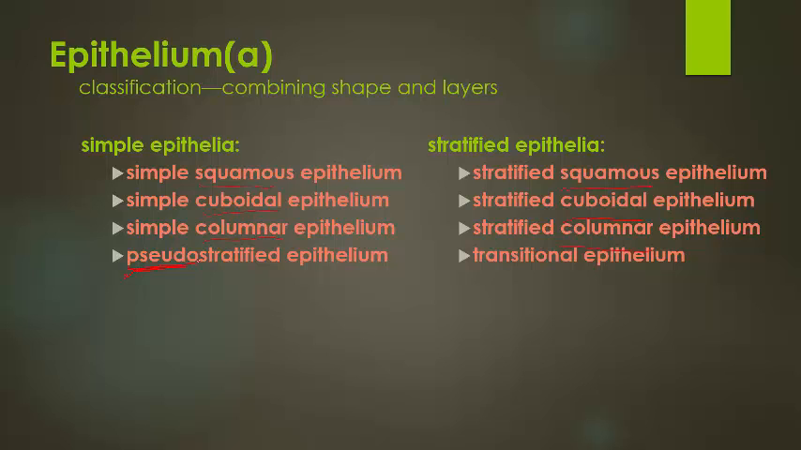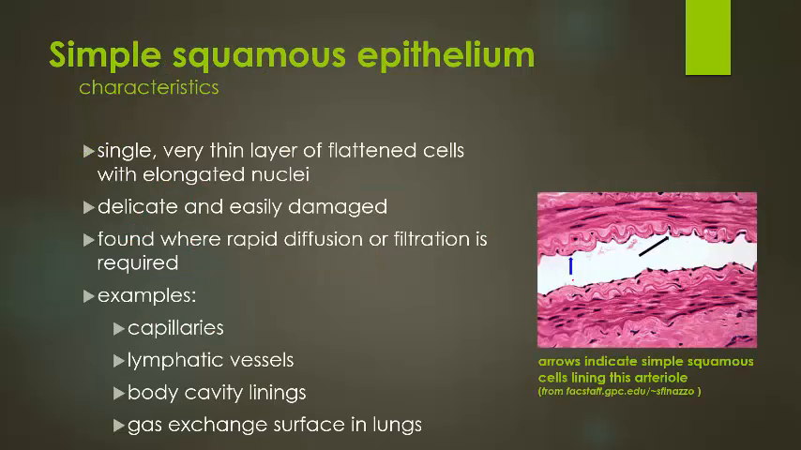epithelium. Pseudo means false. So it's false stratification. It's a simple epithelium that appears to be stratified. And then in the stratified epithelium, there's an additional kind called transitional epithelium. And so we'll discuss the transition of this stratified epithelium from appearing to be cuboidal to appearing to be squamous. So let's dive right in. First, we'll talk about the simple squamous epithelium.